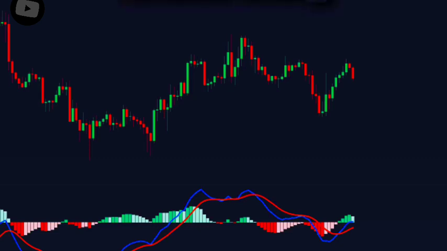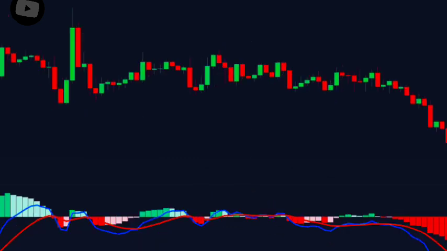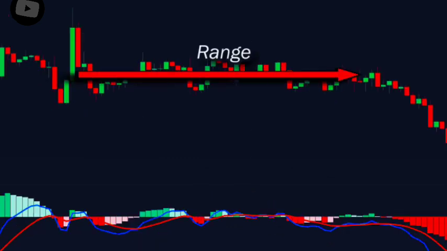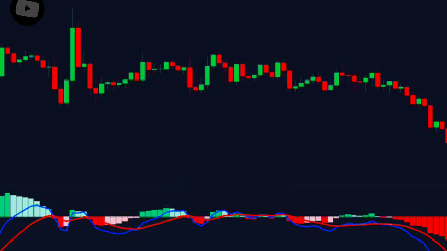Now, for advanced traders, if you want to get more profits using the MACD, you cannot simply rely on beginner crossover techniques. Because remember, crossovers tend to work only on trending markets. If the market is on a range like this, the indicator will give you many false signals. So that is why if you want to increase the win rate, I recommend using a more advanced version of the strategy, which is by combining the MACD with price action.